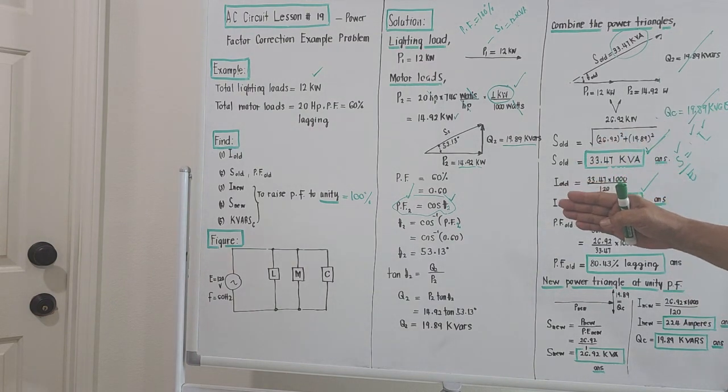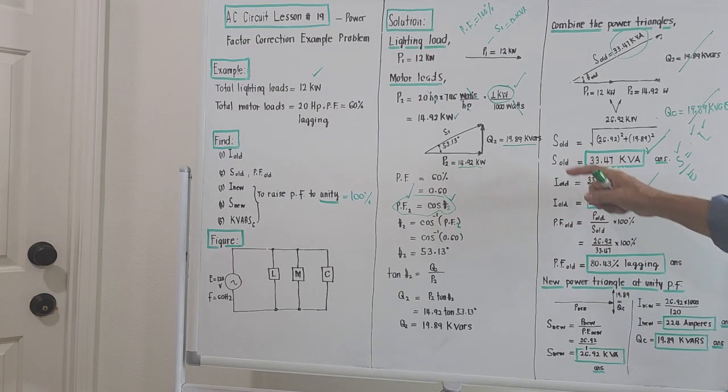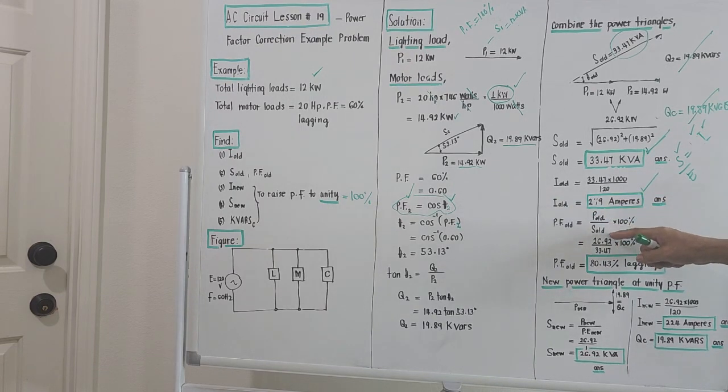If we try to compute the old power factor, we will see if it's really effective or not. Power factor with the subscript old will be the old true power over the old apparent power times 100%. The old power is 26.92, and the old apparent power is 33.47, times 100%. If we divide this, the power factor of the system overall is just 80.43%.